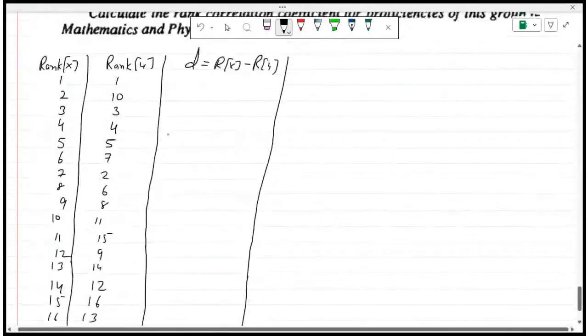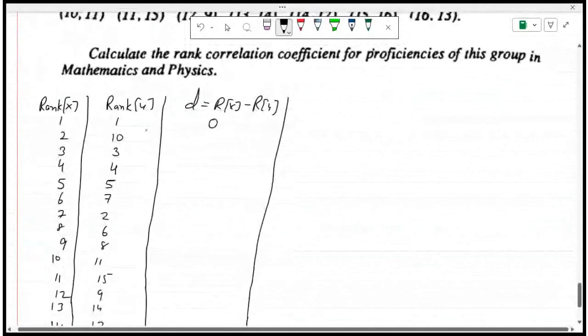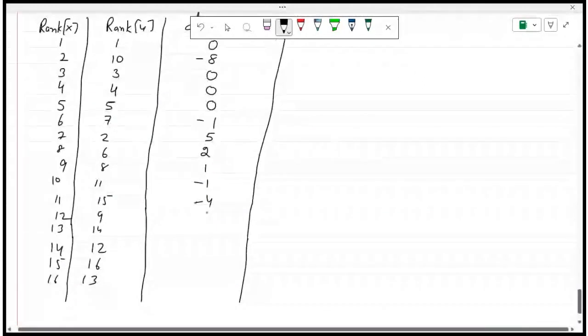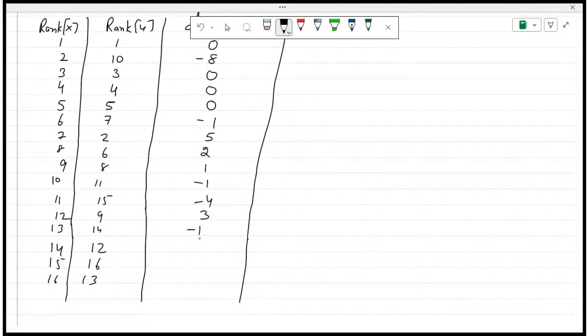So 1 minus 1, 0; 2 minus 10, minus 8; 3 minus 3, 0; 4 minus 4, 0; 5 minus 5, 0; 6 minus 7, minus 1; 7 minus 2, 5; 8 minus 6, 2; 9 minus 8, 1; 10 minus 11, minus 1; 11 minus 15, minus 4; 12 minus 9, 3; 13 minus 14, minus 1; 14 minus 12, 2; 15 minus 16, minus 1; 16 minus 13, 3.